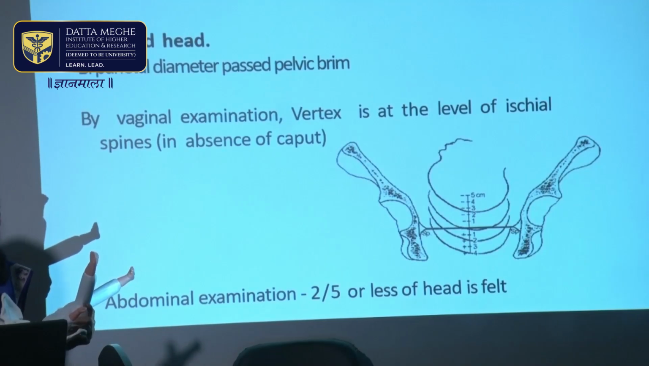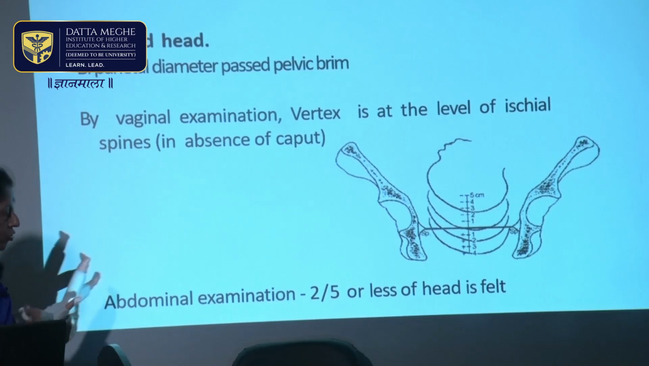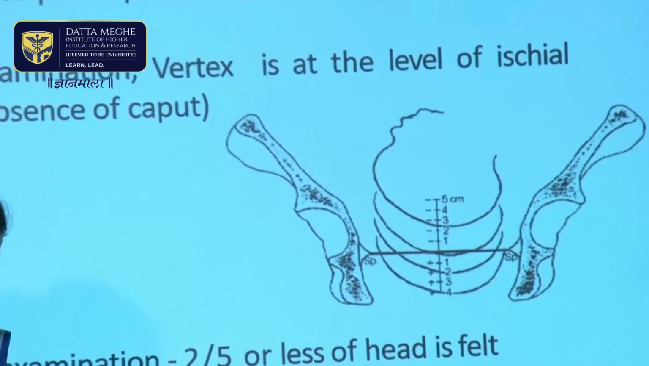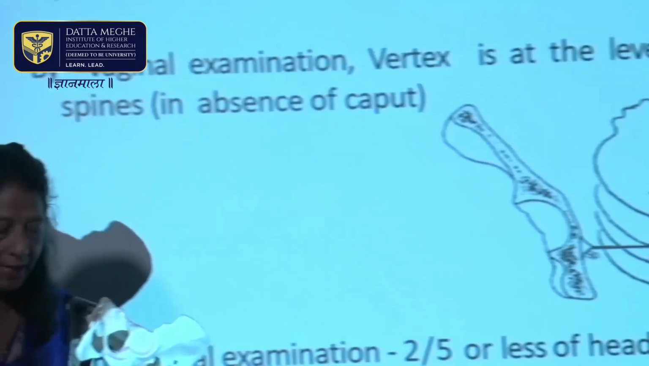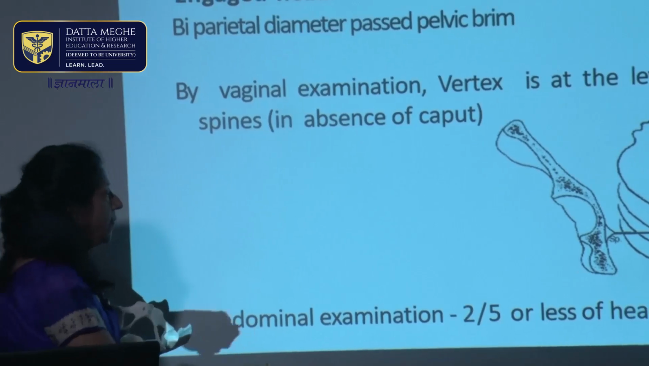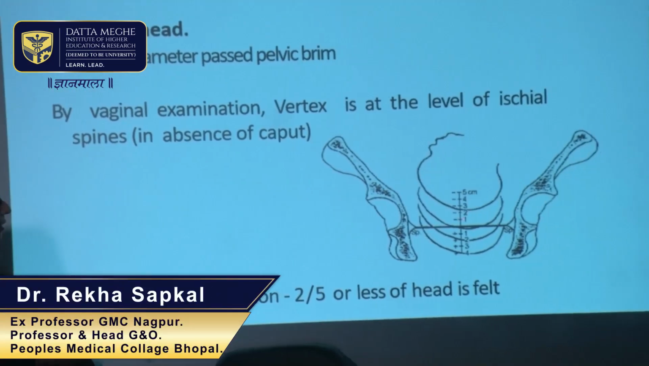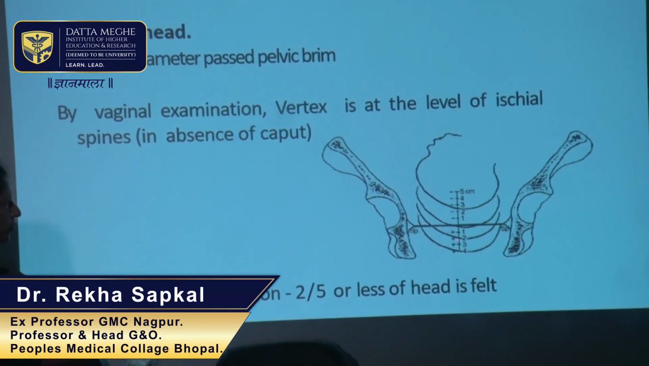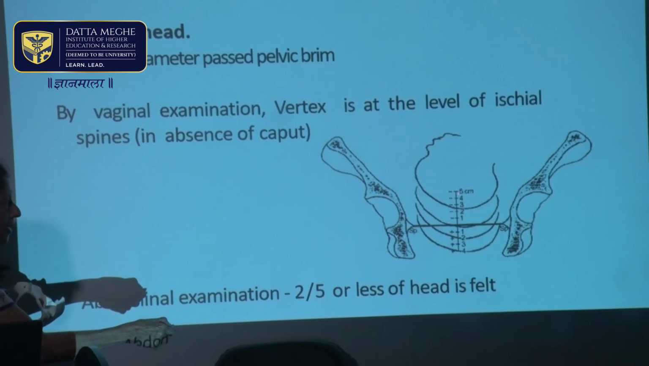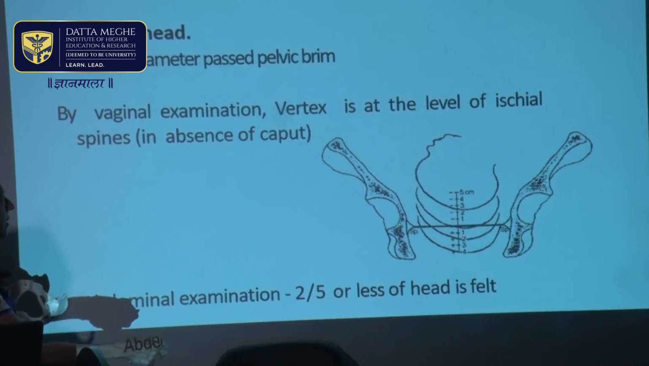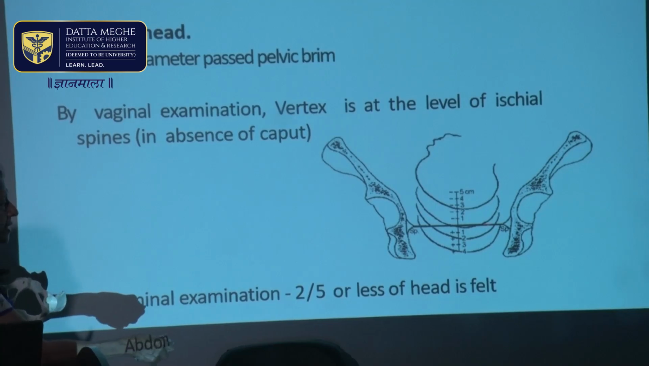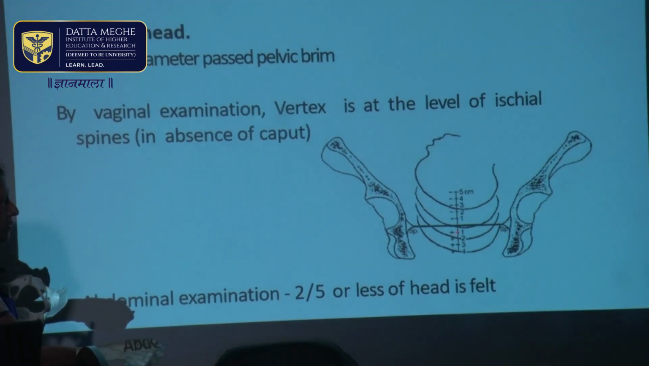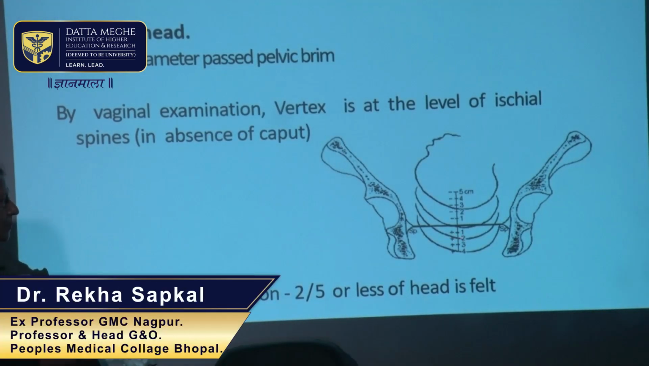What is the station of the head on PV examination? There are 10 stations we examine and decide on PV examination. There are 5 points above the level of the ischial spine, each 1 centimeter apart, and 5 points below the ischial spine. So there are a total of 10 measurements. These are the different stations of the head. When the head is at 0 station, it is at the level of ischial spine. 1 centimeter below 0 station is plus 1, very simple. 2 centimeter below is plus 2.